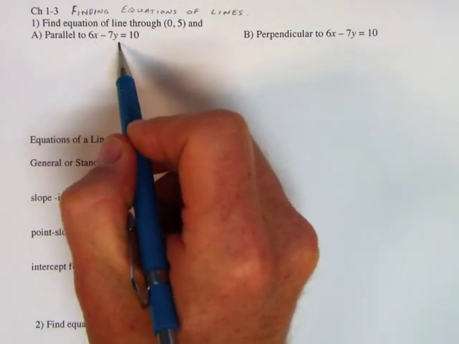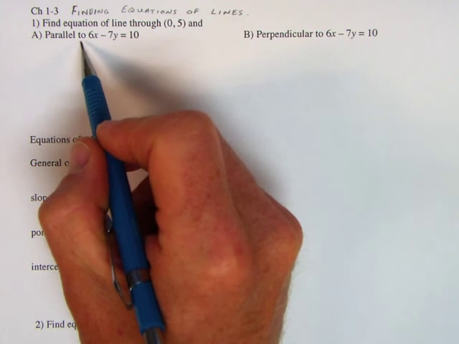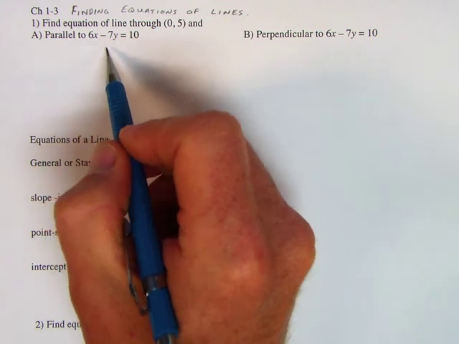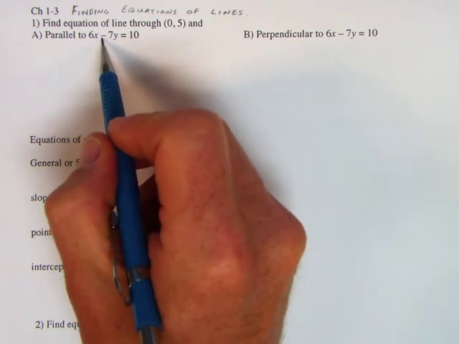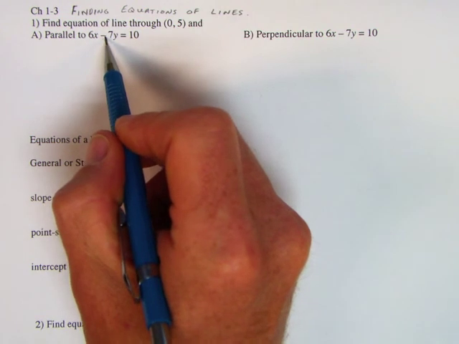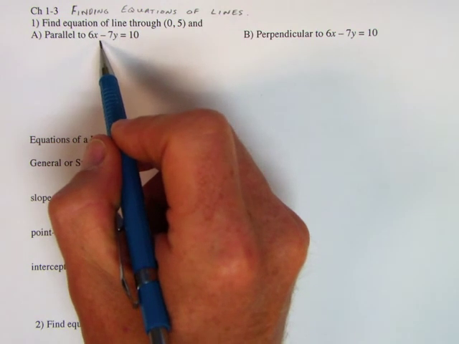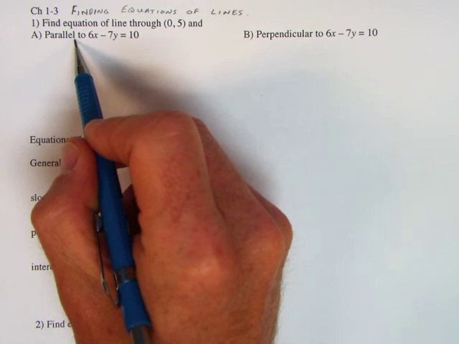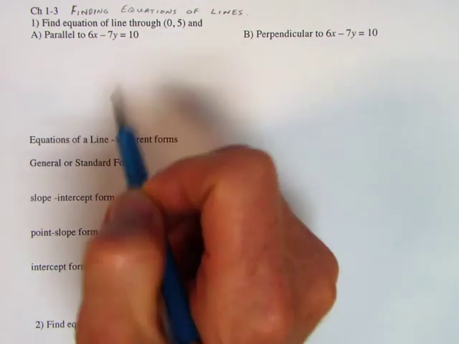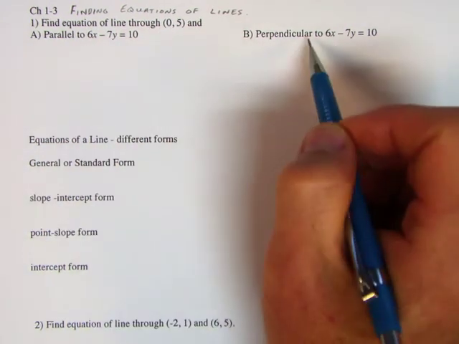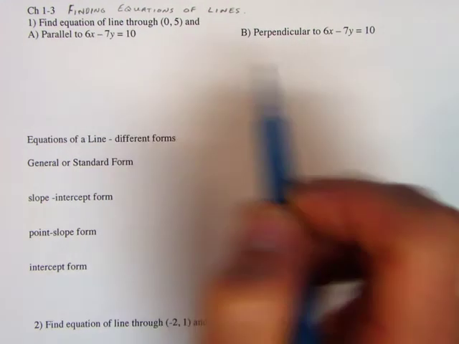What do we know about parallel lines? We know that two lines are parallel if they have the same slope. Can we find the slope of this line? Once we have that, we'll use that slope, since parallel lines have the same slope, with this point, and we'll write the equation of the line. And then we have an extra step for the perpendicular.